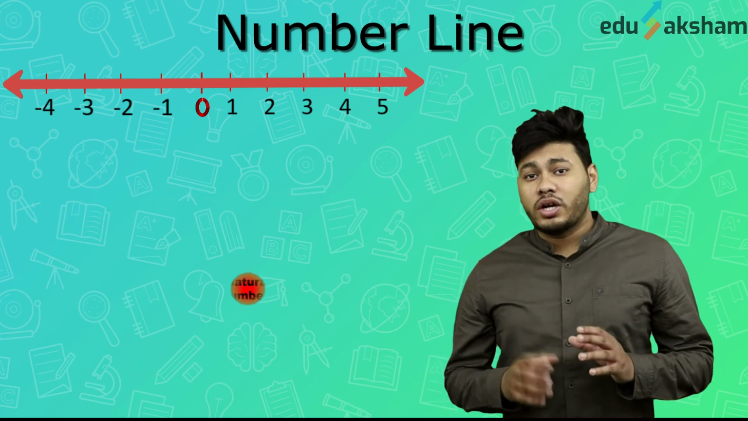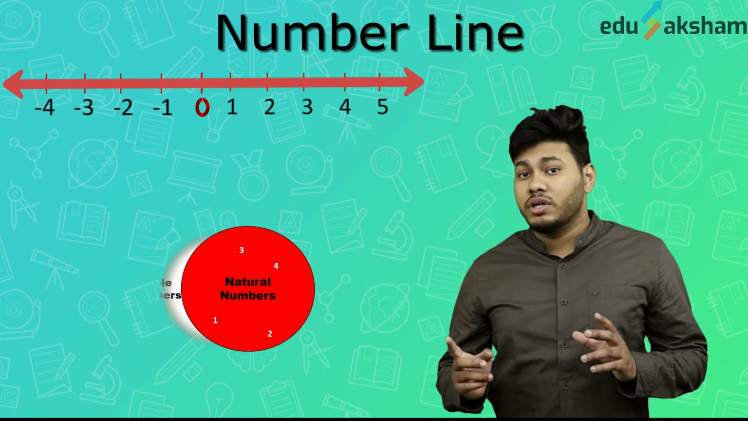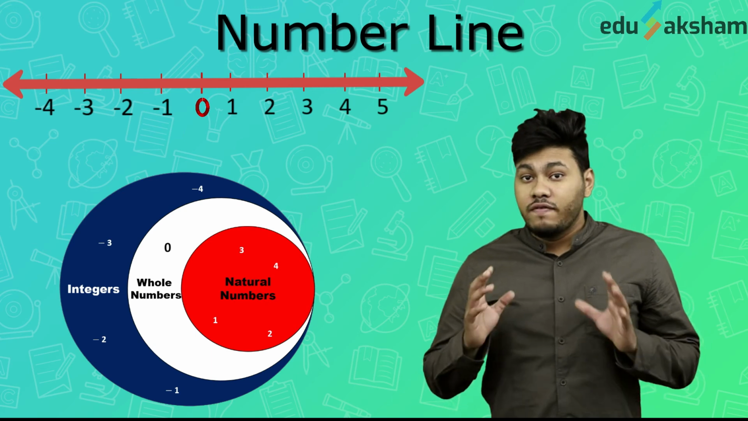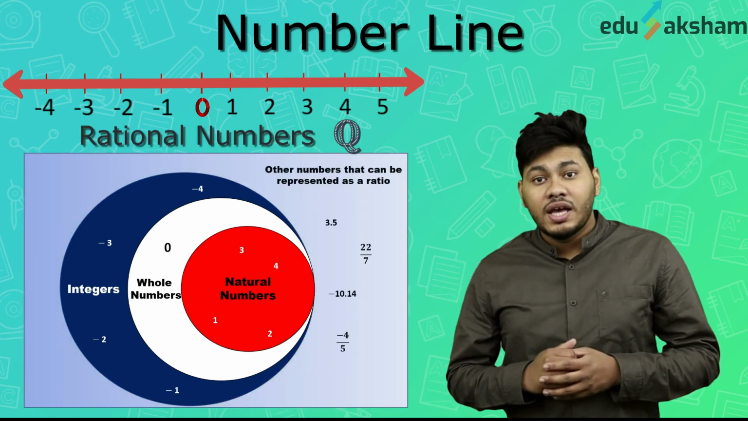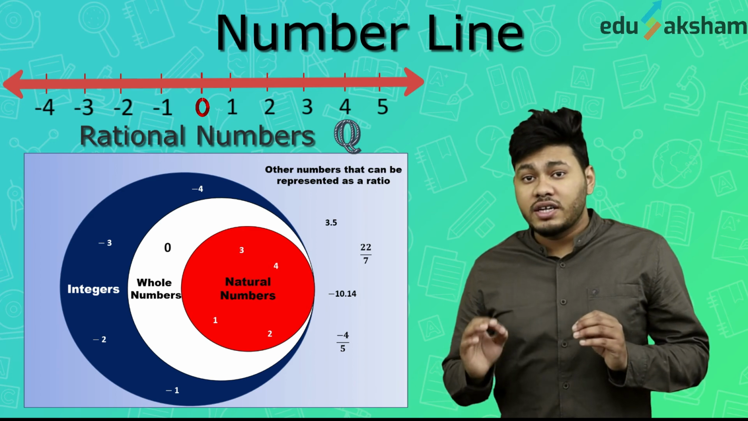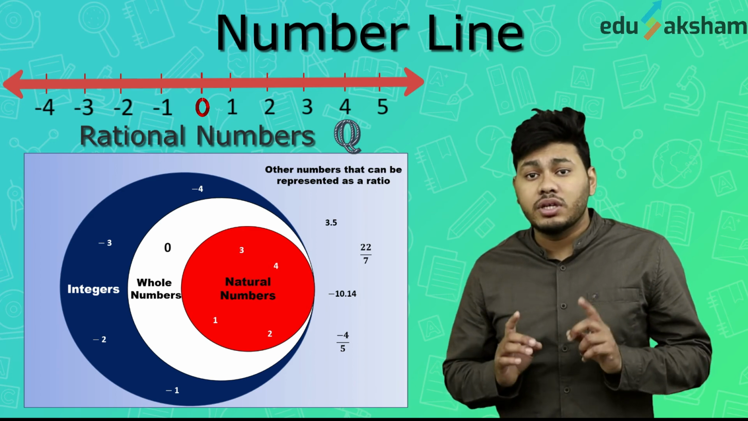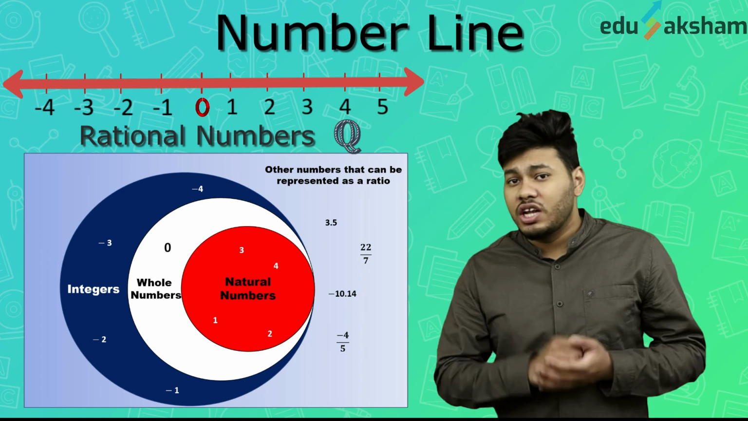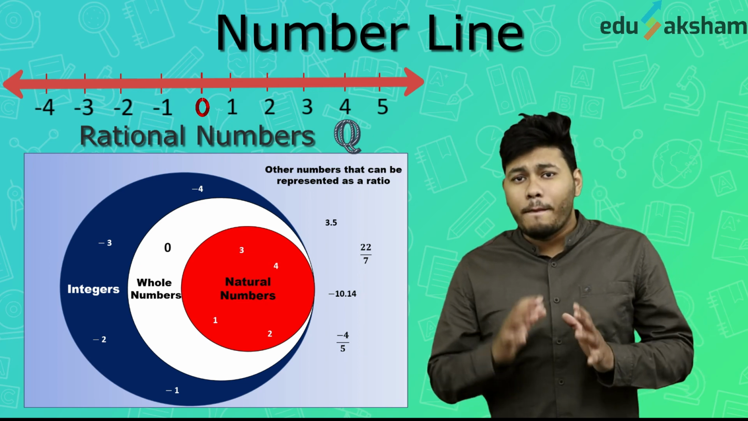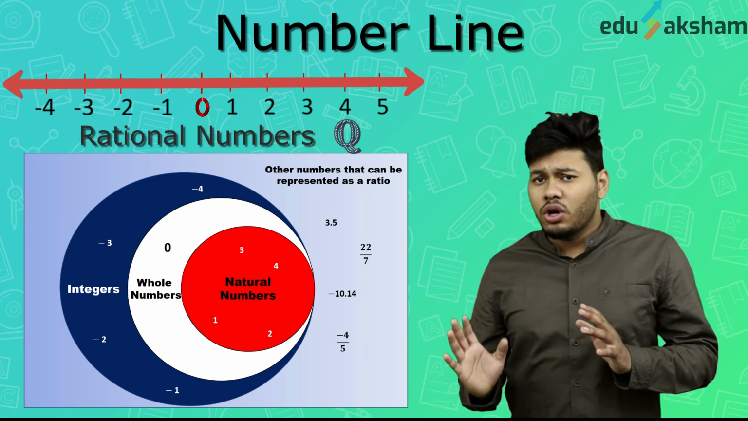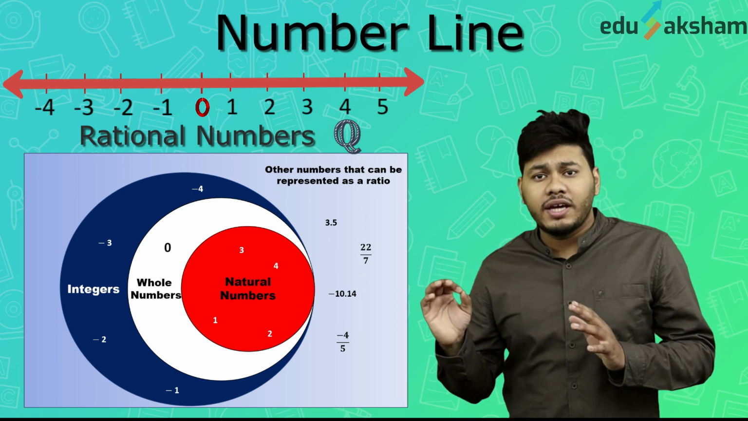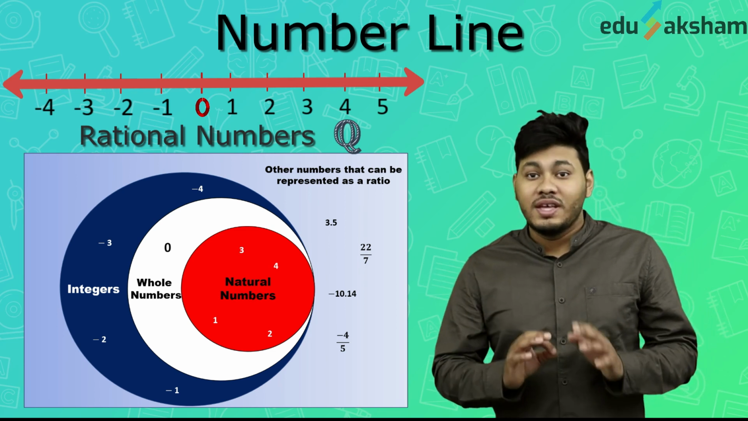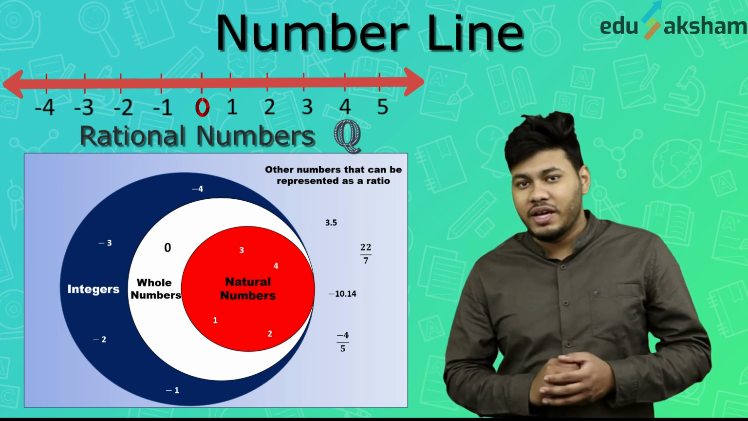So we have learned what natural numbers, whole numbers and integers are. We also learned that these all are a subset of rational numbers. And we also checked the fact that between any two rational numbers, there lie infinite rational numbers. So now my question would be, is this all? Have we seen all the numbers which may exist on the number line? No, there are more numbers which lie on the number line.